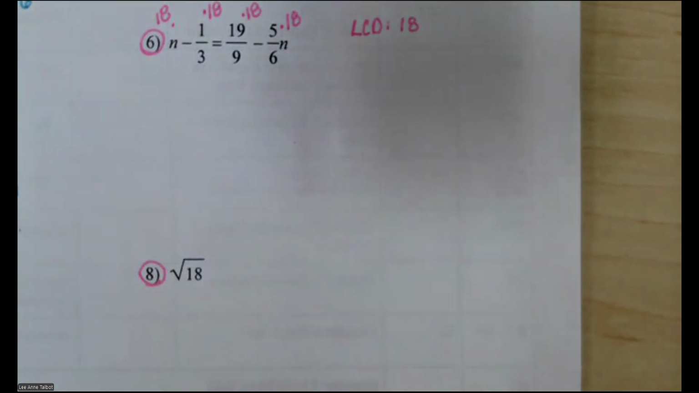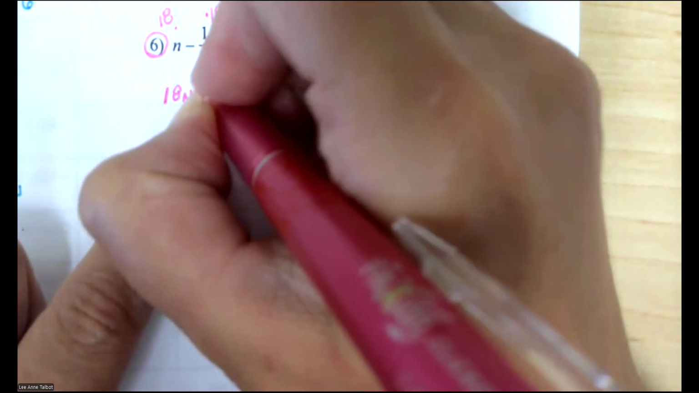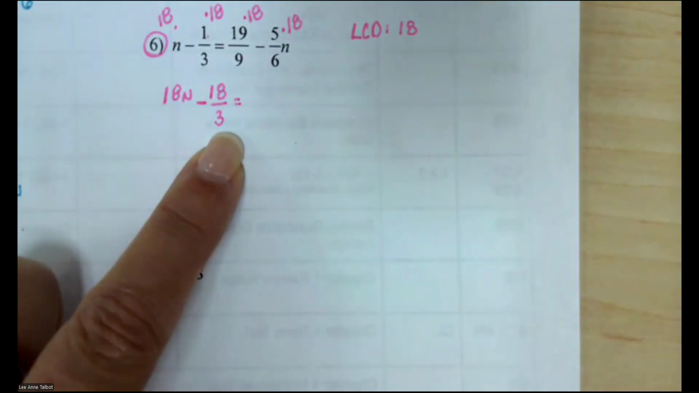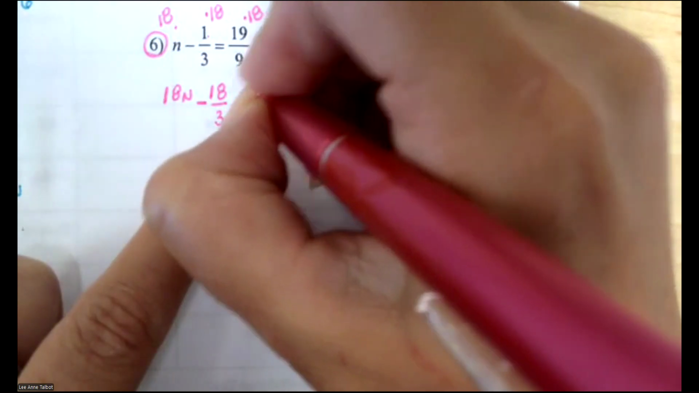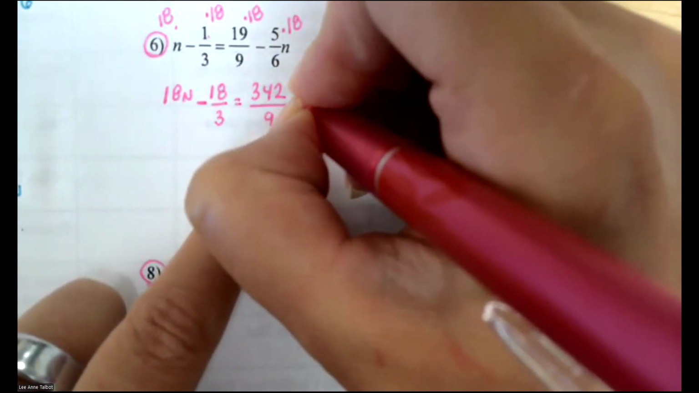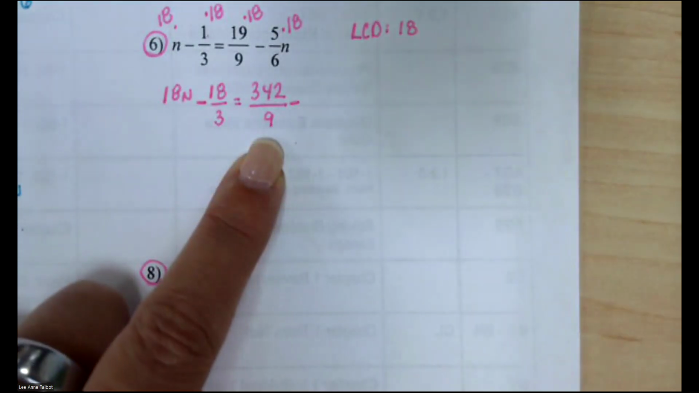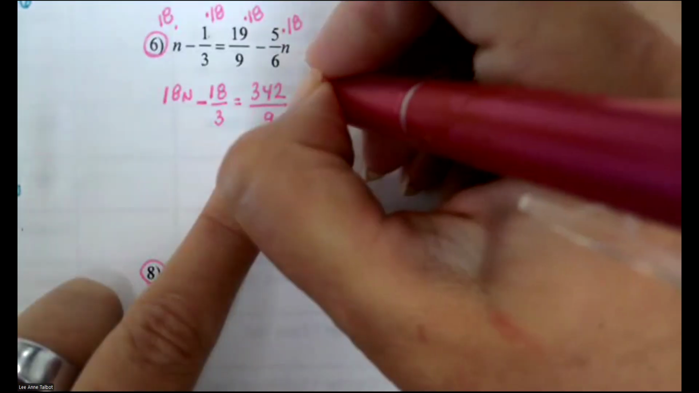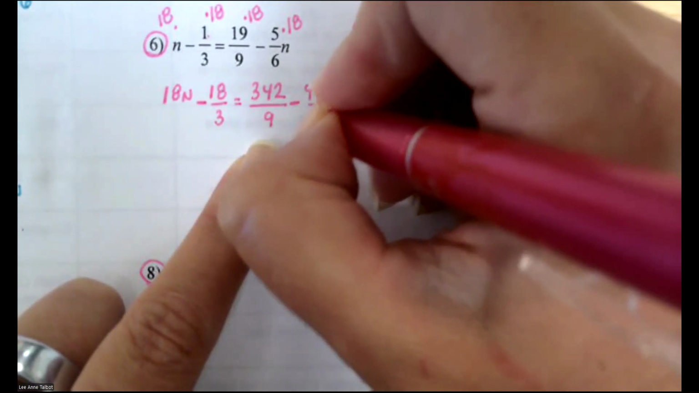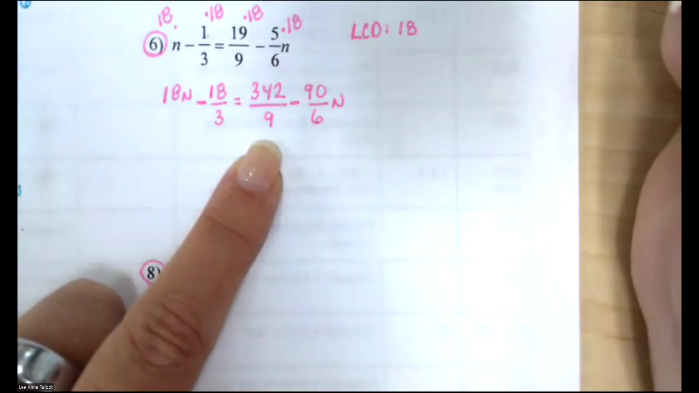What is 19 times 18? Okay, so I have 18 and 18 times 1 is 18 over 3. 18 times 19 is 342. I just did it on the calculator. I'm not smart. Minus 18 times 5 is 90 over 6. And then don't forget the n.